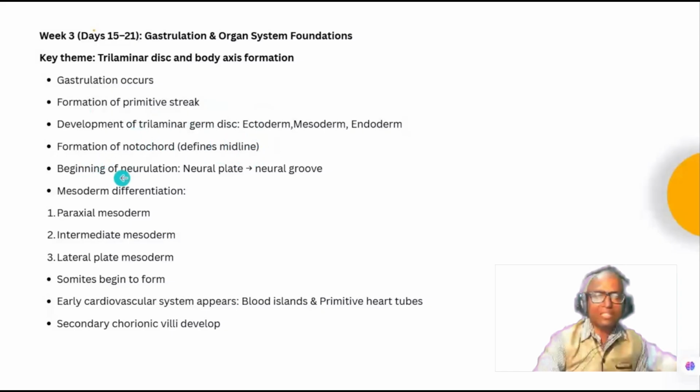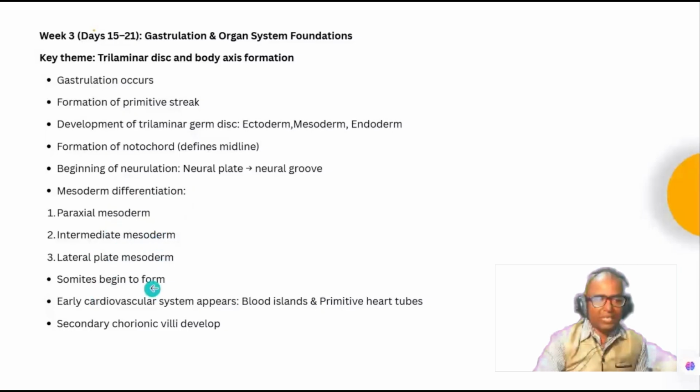Okay. Then there is a beginning of the neurulation, that is by the neural plate formation, and then further the neural plate will be formed and the neural groove will be formed. Then the mesoderm, which is there, will get differentiated into three layers. That is paraxial mesoderm, intermediate mesoderm, and the lateral plate mesoderm.